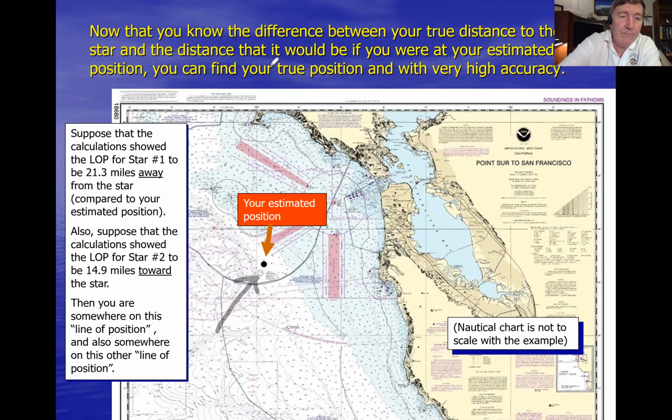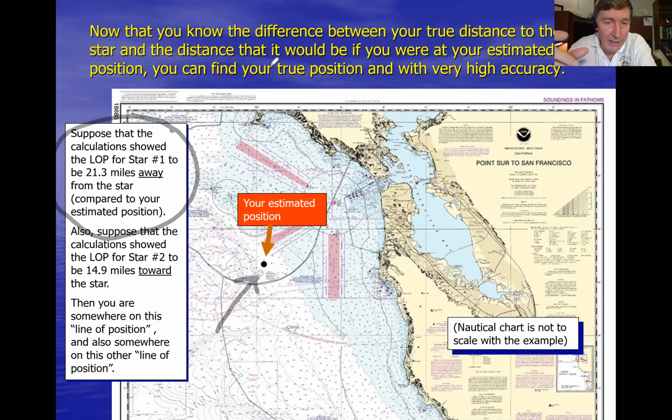Right? And then we say, okay, let's suppose that we do the math and we find out that our actual distance based on our sextant is longer than the calculated distance based on our estimated position. And we find out that the difference is 23.1 miles, and our actual distance from the GP is greater than the calculated distance based on our EP.